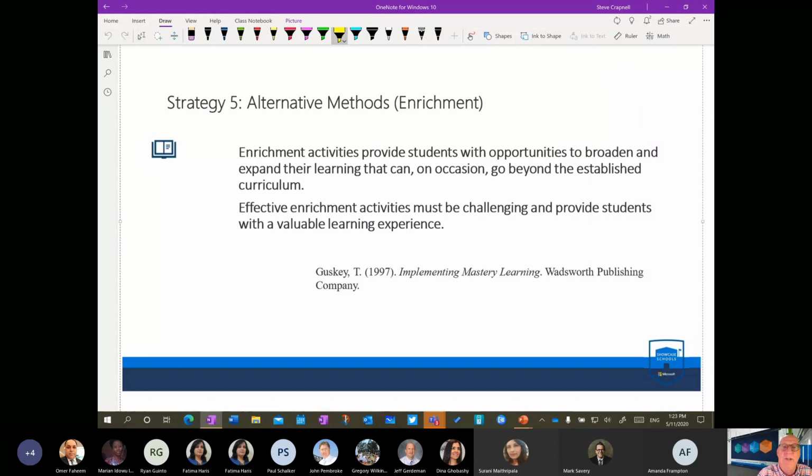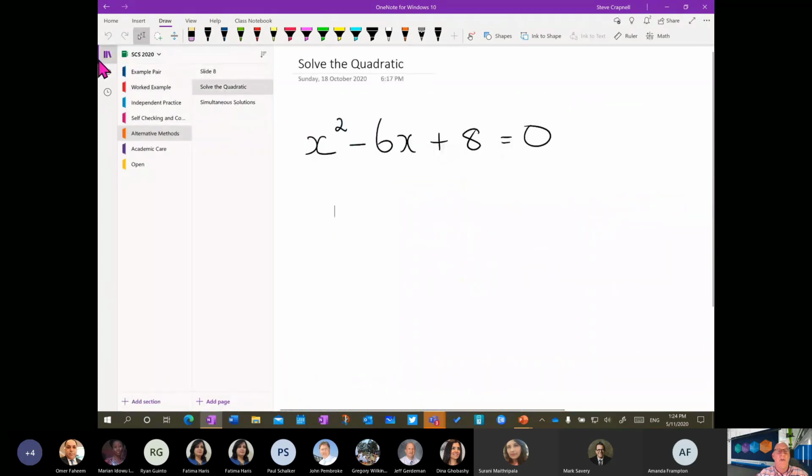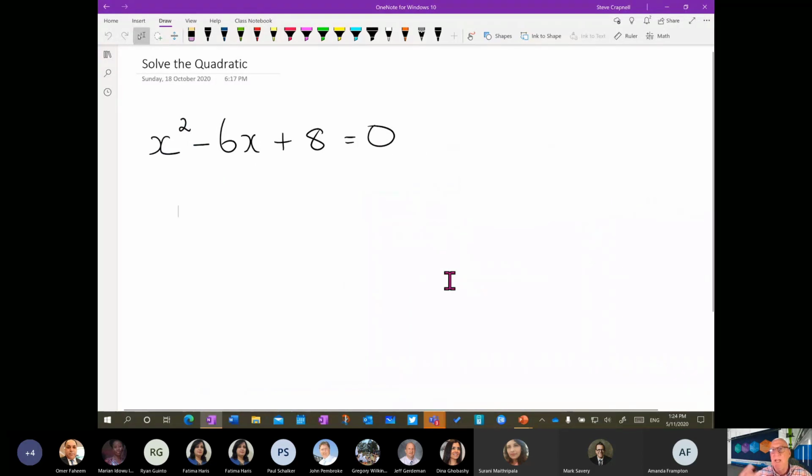And again, go to the research. What does it actually mean? Thomas Guskey, brilliant. He said, look, if you're going to provide effective activities, they must, one, be challenging, and two, provide a valuable learning experience. So that's a true enrichment activity. And look, don't be afraid to go beyond the established curriculum. So they were three key points that Guskey pointed out that allowed me to think a little bit more broadly about enrichment and extension. And again, here's where maths tools in OneNote supported this.